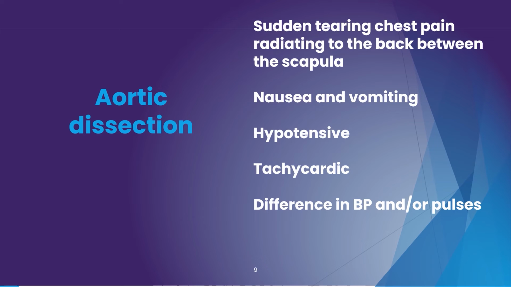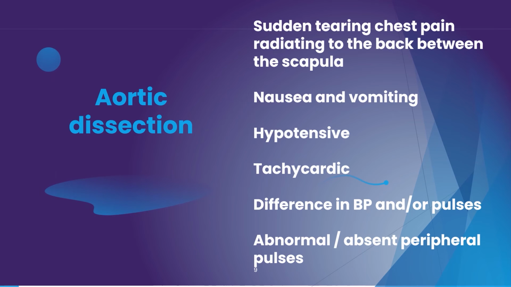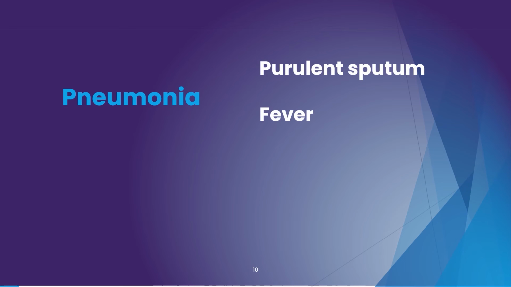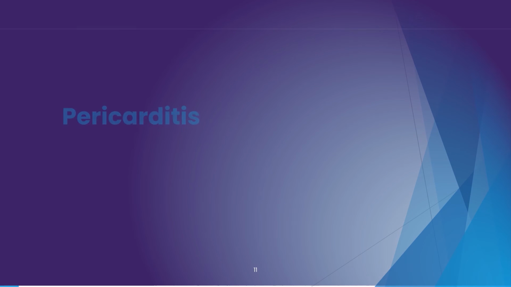And in a patient you suspect of aortic dissection, make sure that you measure the blood pressure of both arms, because there can be a pressure difference. And the pulses can be abnormal or absent. Now we'll discuss another condition, that is pneumonia. In pneumonia, usually there's a history of 3 to 4 days of purulent sputum. Patient can have fever, cough. So that's about pneumonia. Pericarditis, that's inflammation of the pericardium.